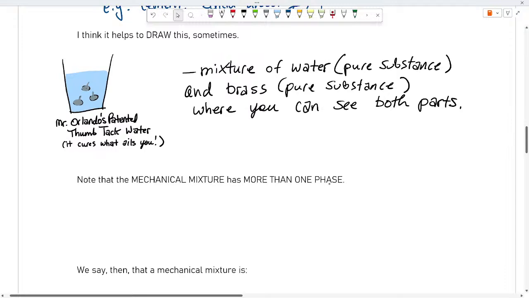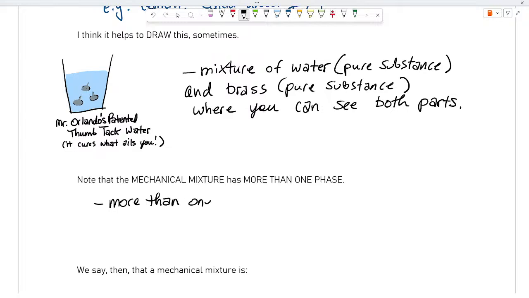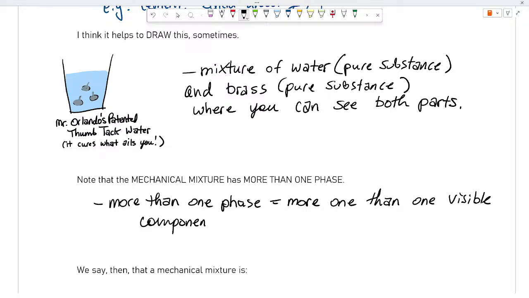And again, when we say it has more than one phase, and I know this is repetition, but you know how we learn things as humans? Repetition. That's how we learn. So more than one phase means more than one visible element. I'm going to say component.